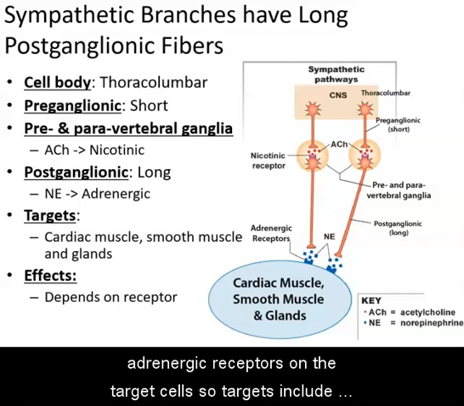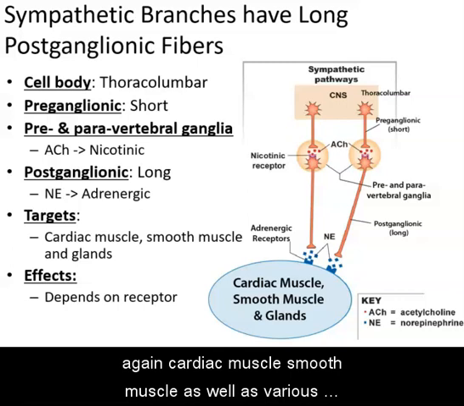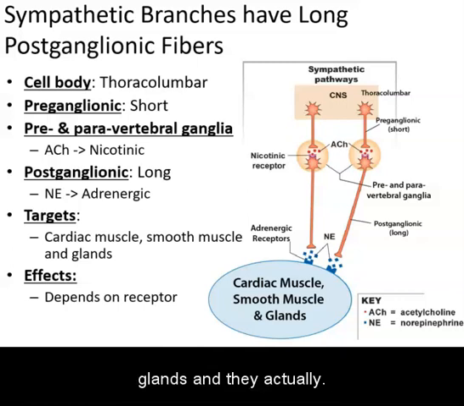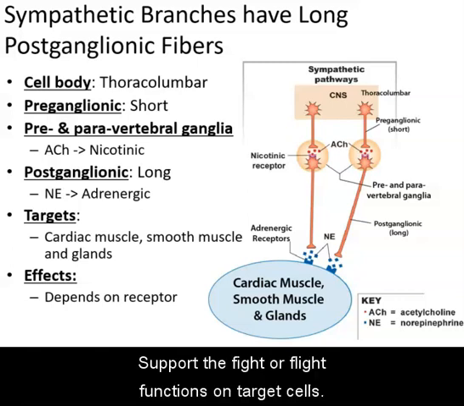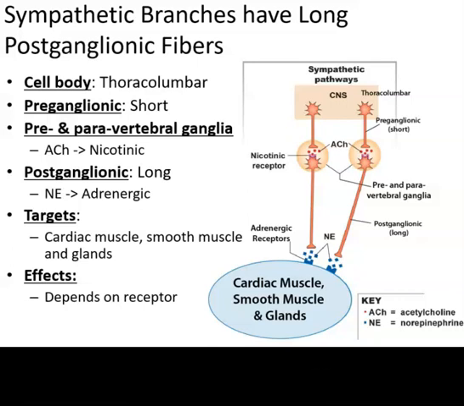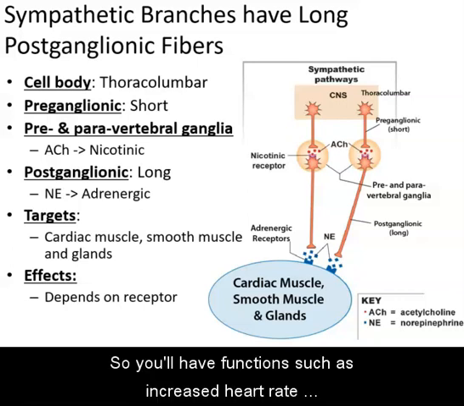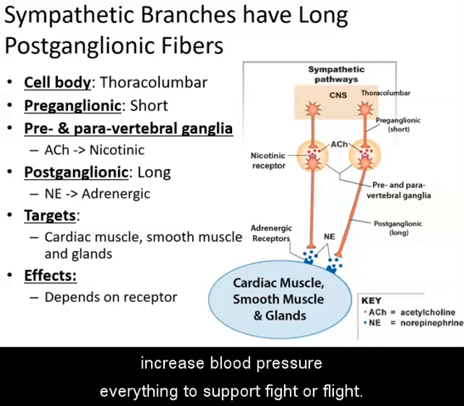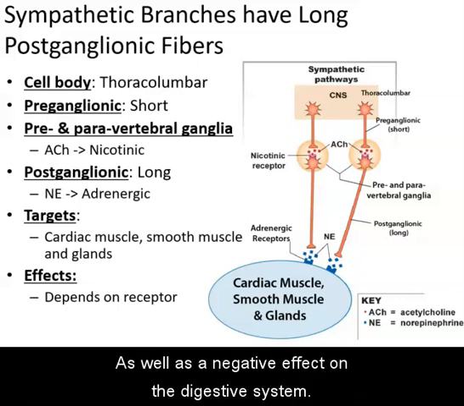So targets include, again, cardiac muscle, smooth muscle, as well as various glands, and they actually support the fight or flight functions on target cells. So you'll have functions such as increased heart rate, increased blood pressure, everything to support fight or flight, as well as a negative effect on the digestive system.